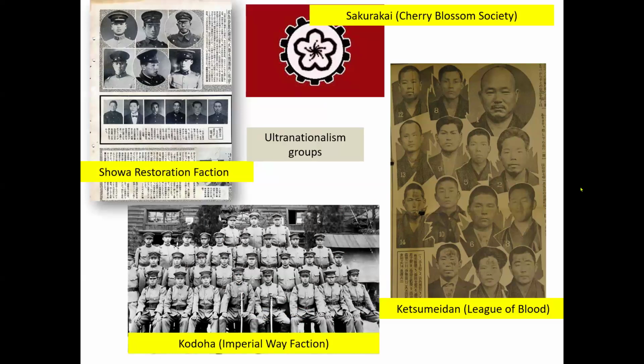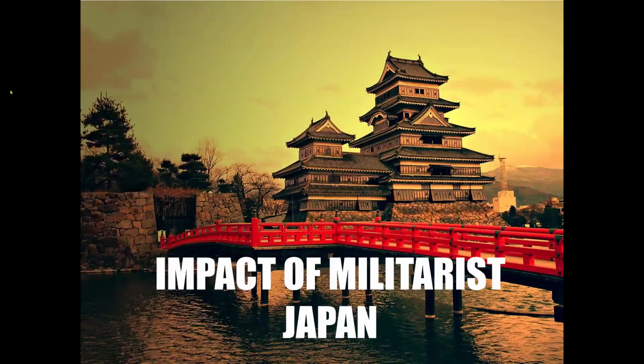Here are the different groups of the ultranationalists, and they were the ones trying to change society, and it doesn't help that they did get the support of the people. So what's the impact then? Now you have a society that is very pro-military. You have a very weak democratic government, a very weak prime minister, and an emperor who is not really so powerful, trying to, but can't do much right now.